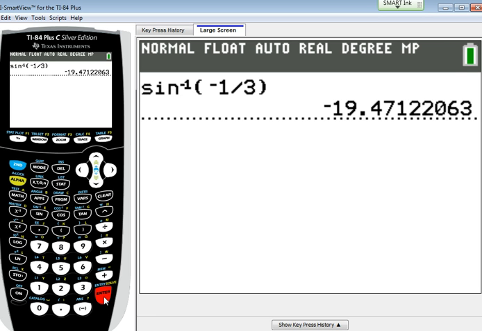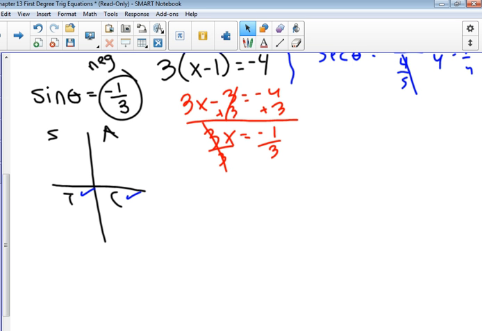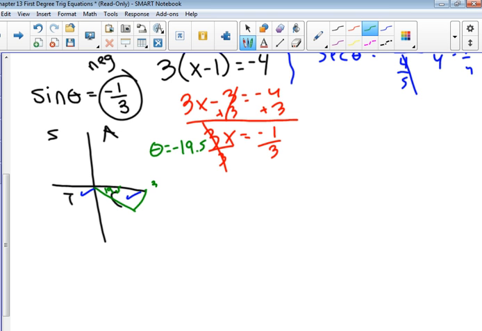Negative 19.5. How's everybody with the calculator stuff? Are you able to put this in okay? And theta equals negative 19.5. Now negative 19.5 would be going down. There's your 360. Can we take negative 19.5 as an answer? No, it's not in the interval. So we have to think about what would that really be? Carly's saying 340.5? Yeah. Good. Okay, good job. Now 340.5, that's looking pretty good because that's in our interval.